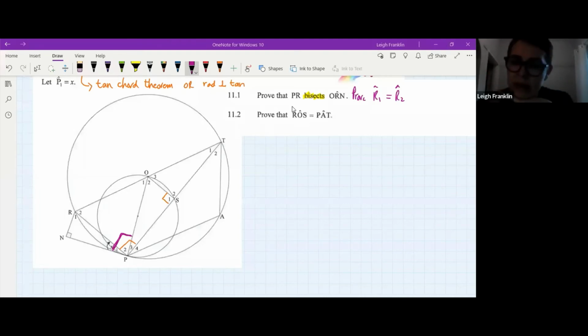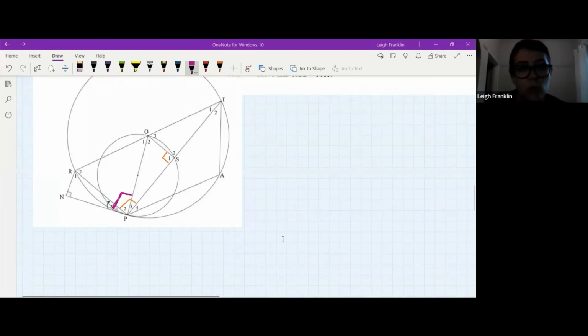Well, how big is R1? How big is R2? What do we know about R1 and R2? Right. So go over and have a look at R1 and R2. Can anybody tell me something that we already know about either R1 or R2?